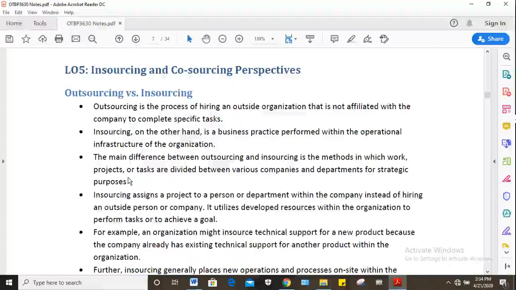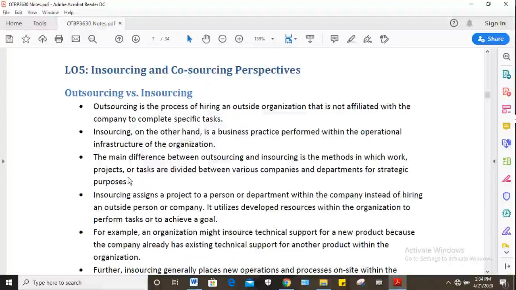Then also in learning outcome 5, we looked at the concepts of insourcing and co-sourcing. We've also asked this in the exams, and also in the assignment, so most of you got it right. So insourcing, in this case now, we are outsourcing within the company itself. You see, so that's the biggest difference.